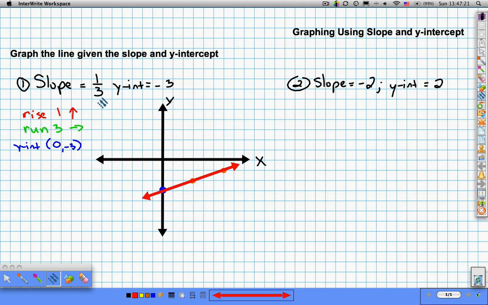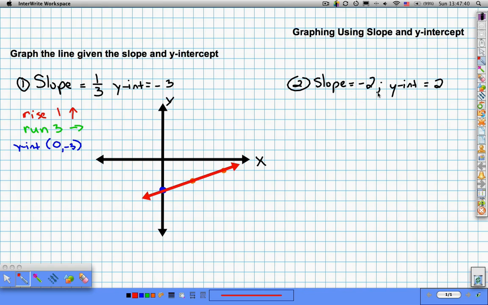Now, look at our slope. This is another way we can check ourselves. See how our slope's positive? That means our line needs to increase or rise as we go from left to right. And as you notice, if we go left to right, our line does increase. Therefore, we must have done something correctly. So let's move on to the next problem now.